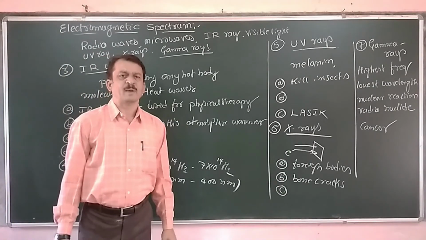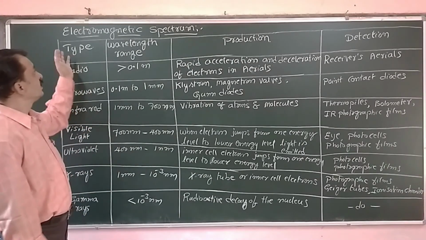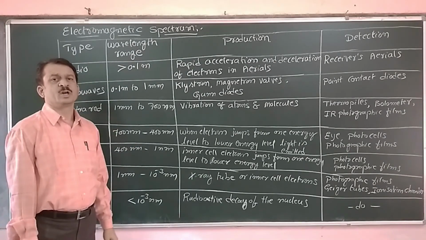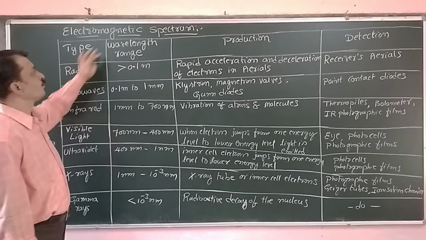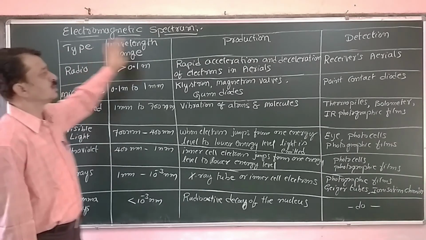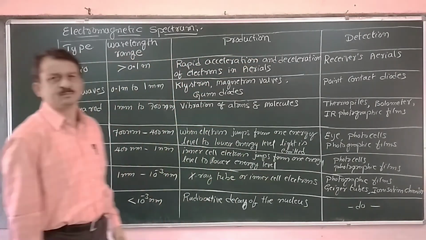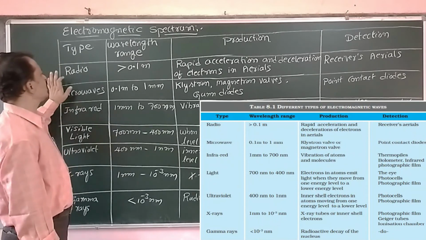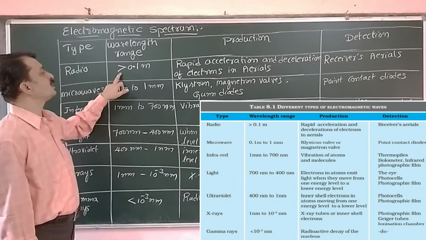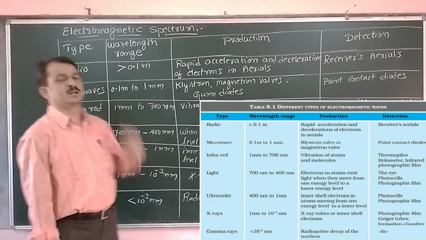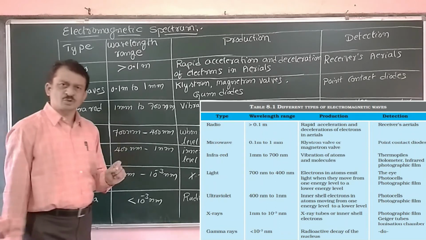Now that is the electromagnetic spectrum. Lastly, we will study this table showing the types of electromagnetic waves, their wavelength range, the production, and the detection column. Okay, take the first one, radio waves. They have a wavelength range greater than 0.1 meter. How are they produced?